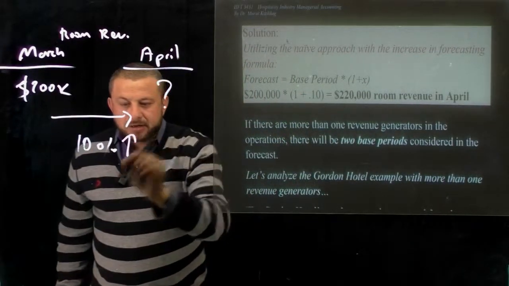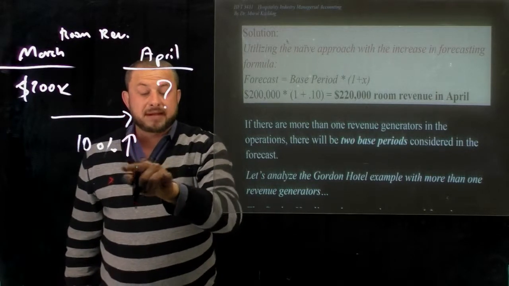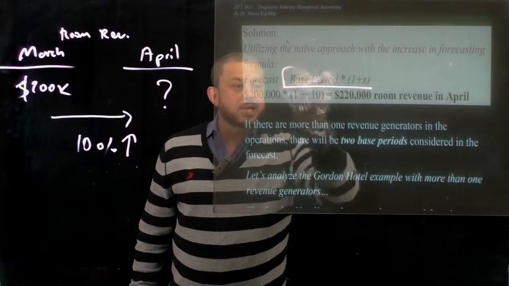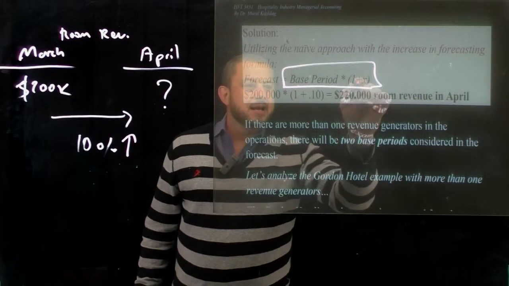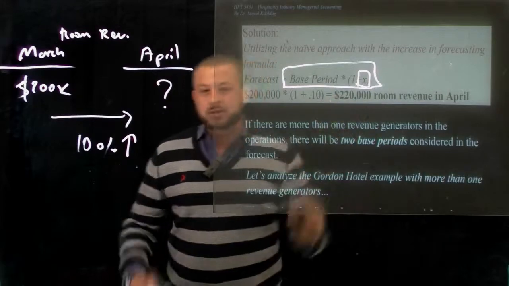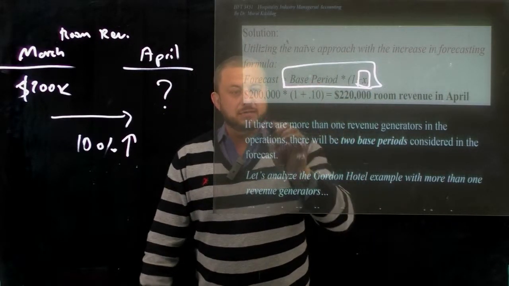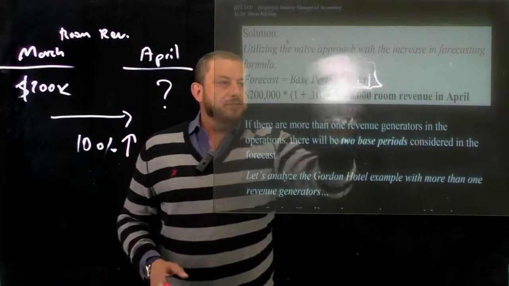I know that there will be an increase of 10%. Therefore, I will have to use this equation right here, which means base period multiplied by 1 plus x. X is my 10%, which is the forecasting assumption, and the base period is March, which is also given. When I plug in the numbers, it will be just like this.